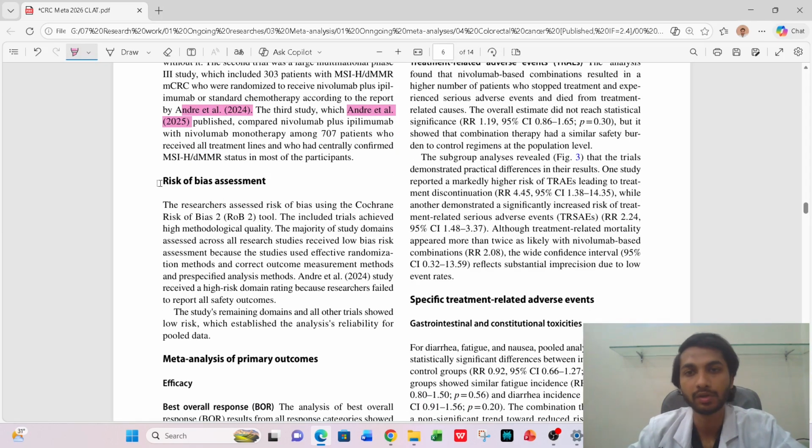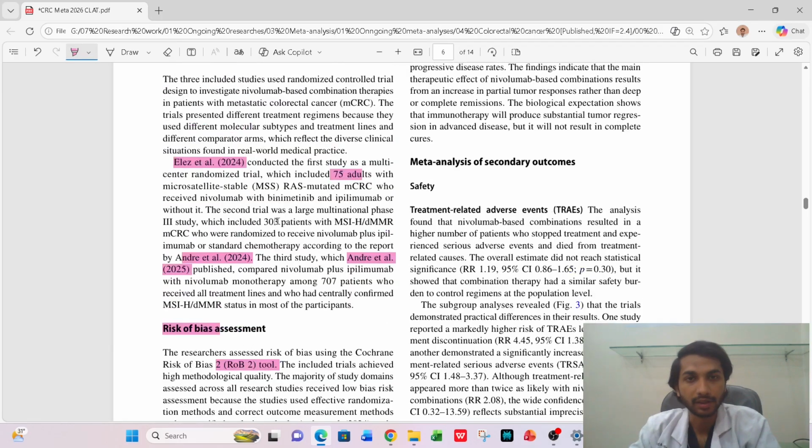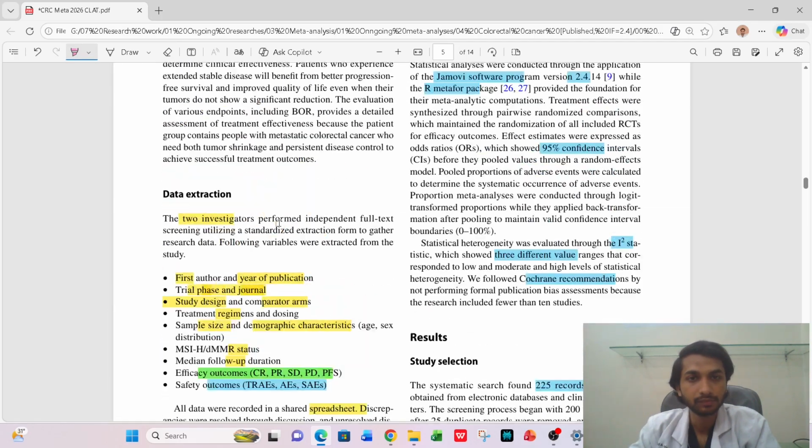Now, talking about the risk of bias assessment. As mentioned in the previous video as well, you have to mention the risk of bias assessment. Here they use the ROB2 scale. It is a separate analysis portion from the study analysis, which evaluates the profile and the domains, as mentioned earlier in the previous video. There are 5 domains. Let me show it again.